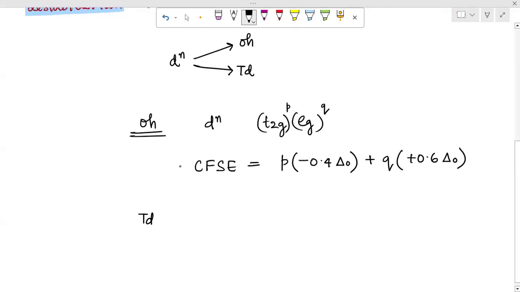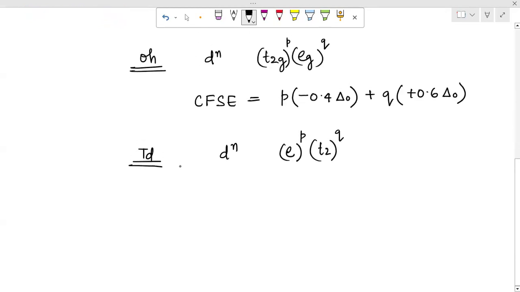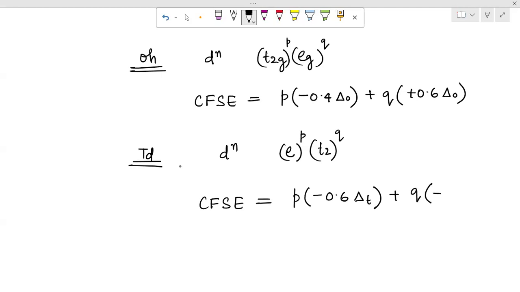If it is tetrahedral, very easy, just reverse it. If it is d^n, first the electrons will enter e, where let's say the number of electrons is p, and then they will enter t2, where it is q. So in tetrahedral geometry, the crystal field stabilization energy is equal to p times, since e is at the bottom, stabilized by minus 0.6 delta T, plus t2 has q electrons, plus 0.4 delta T. This is how you find crystal field stabilization energy.